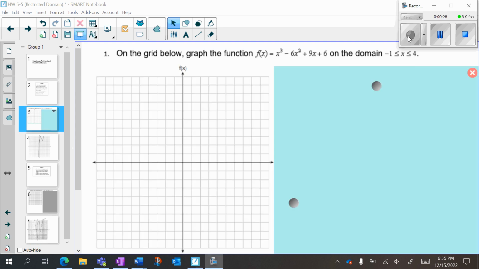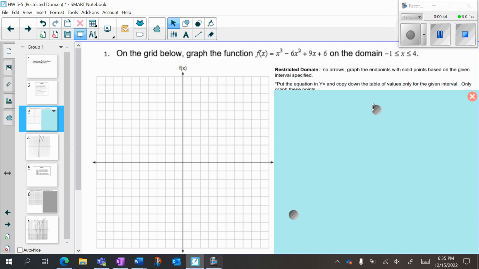Let's look at this first example. Number 1, on the grid below, graph the function f of x is equal to x cubed minus 6x squared plus 9x plus 6 on the domain -1 less than or equal to x less than or equal to 4. If you notice, it gives us a domain, and we call this a restricted domain. That's when we use no arrows, we graph the endpoints with solid points based on the given interval specified.